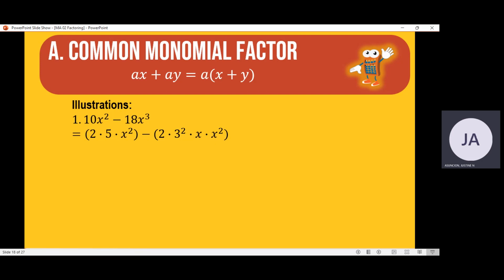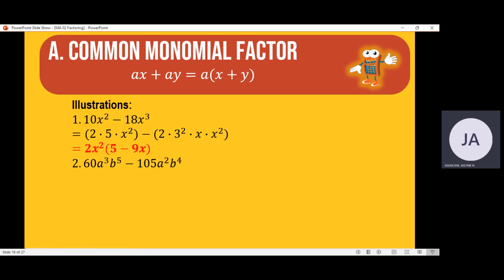So we have 2x squared times the quantity 5 minus 9x. As you can see here, 5 minus 9x is the quotient of the original expression when we divide by the common monomial factor. So we have here 5 and then minus 9x. Another example: 60a cubed b raised to 5 minus 105a squared b raised to 4.